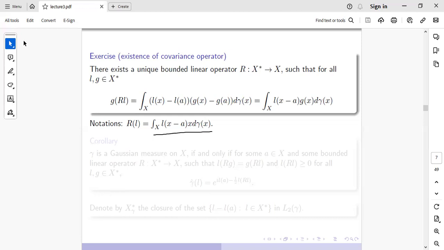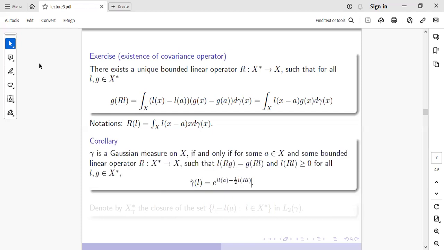So we can summarize and give another definition of a Gaussian measure. A measure is Gaussian if there is some vector A and some bounded linear operator R, which is symmetric and non-negative in the following sense, and for all L, we have that the Fourier transform of gamma is equal to exponent of iL of A minus 1/2 L of RL.